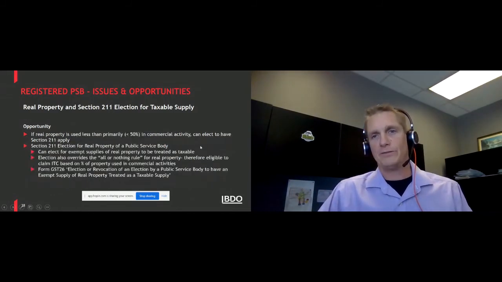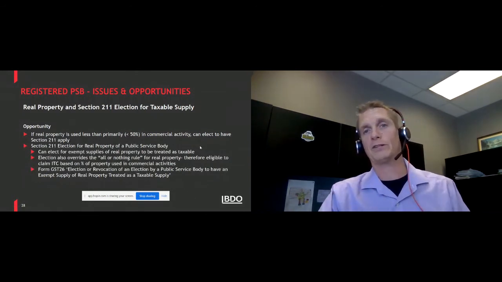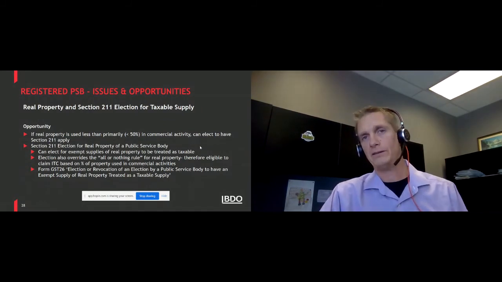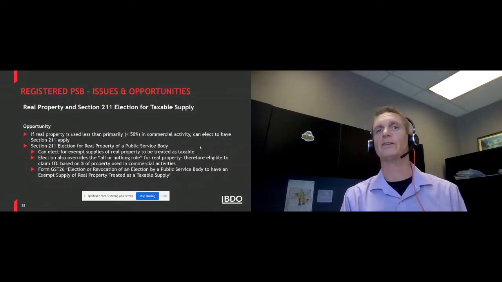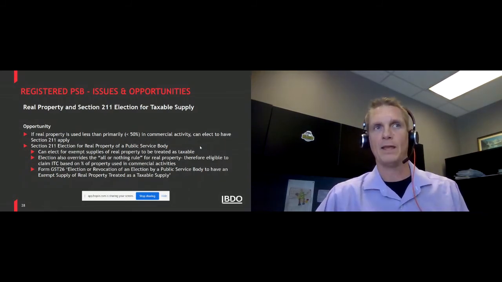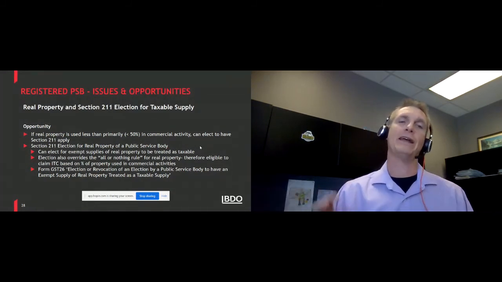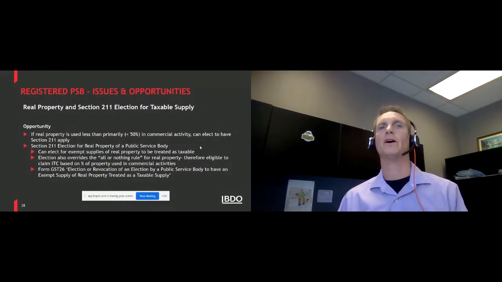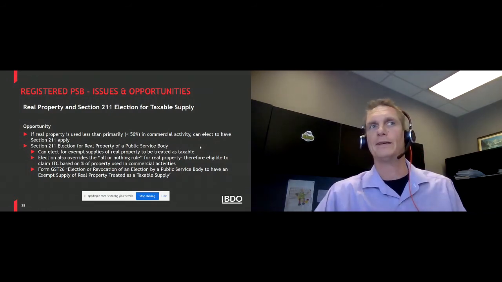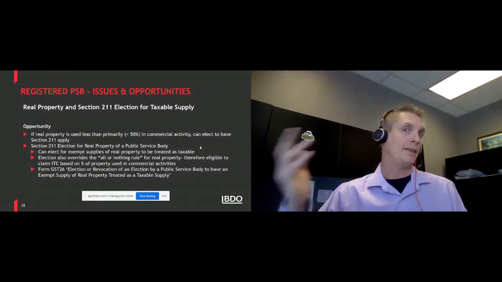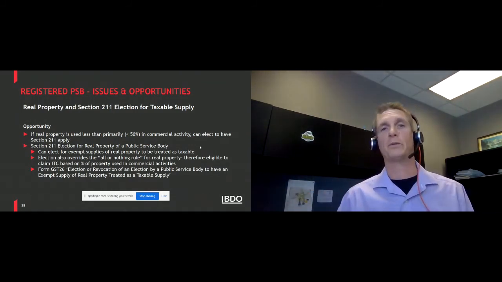So this 211 election has two impacts. Number one is, once you file this election on a piece of property, any supply of the property, whether you lease it out to somebody or whether you sell it, becomes a taxable supply. So now you're going to have to charge HST on it. But it also eliminates that all or nothing rule. Now your ability to claim an input tax credit depends on the extent to which you're actually using the property in commercial activities. So if you're using it 40% in commercial activities, then you can claim 40% of the tax you paid on your purchase or your improvements to the property as an input tax credit.